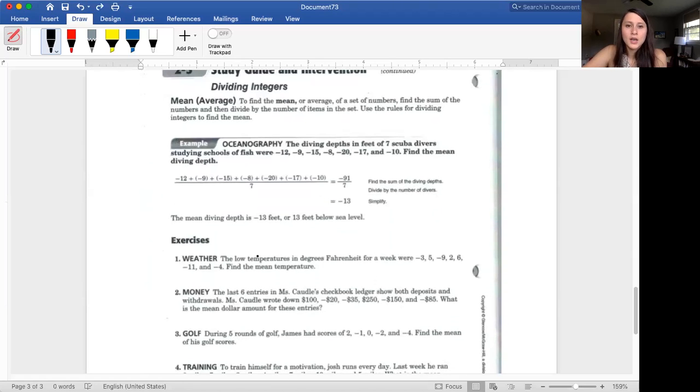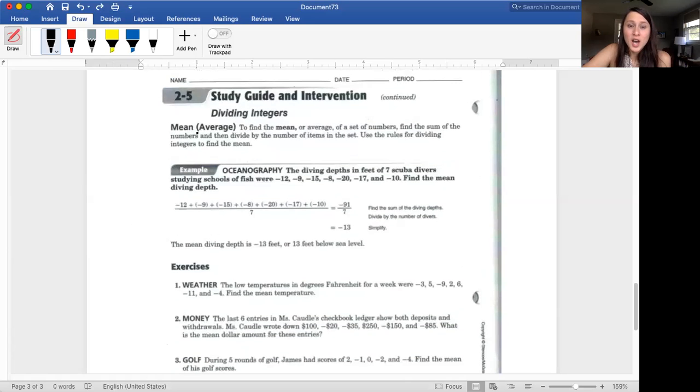On the next page, we are combining addition and division. So the topic here is looking at finding the average, or what we call the mean. So think of the mean and the average are the same thing. To find the average, let's see if you can remember, how would we find the average? We add all the amounts that we're looking at and divide it by the number of items that there are in a set.